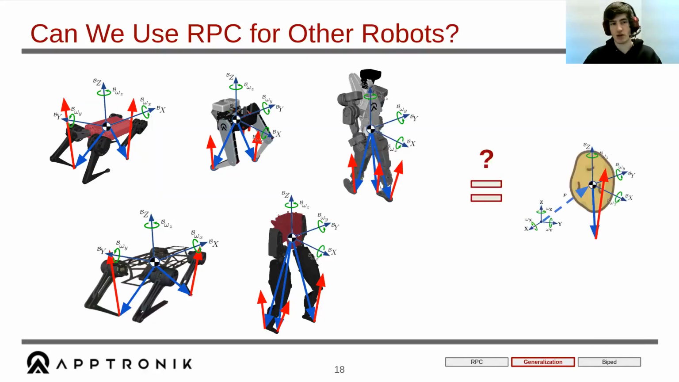So the question is basically, can all of these robots be modeled as this kind of simple potato model and be input into the RPC? Because that's essentially what the RPC requires: just a single rigid body model and some description of what footsteps and force-generating end effectors are available to it. And so the answer is yes, but with a slight modification.